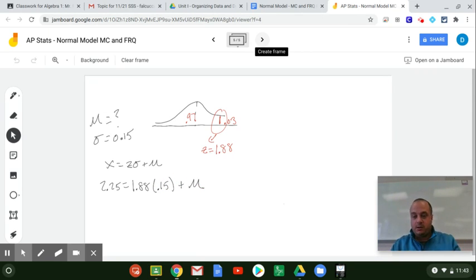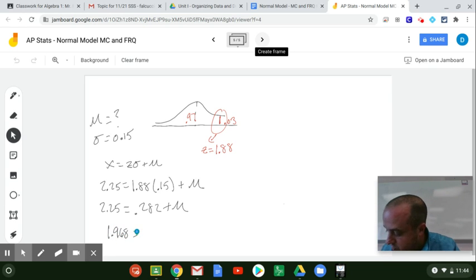So what I could do here is take out our calculator. We could simply do 1.88 times 0.15. It's a little messy. Let me start over there. 2.25 is equal to 0.282 plus the mean. So then I could subtract that from both sides. So 2.25 minus 0.282, and I would get a mean of 1.968 is equal to the mean.